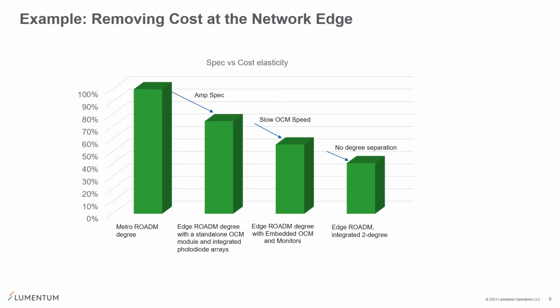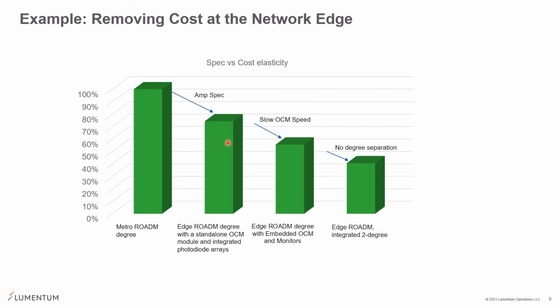in terms of the leftmost candle is the typical cost of a Metro ROADM degree, fully featured, can do 6 to 16 degrees, can do 30 dB spans with a separate preamp and booster, no standalone OCM, and everything like that. Once we did a relaxation on the amplifier spec, which basically means reducing the span loss to about 20 dB and capping the output power at 0 dBm per 50 gigahertz spectral occupancy, we can reduce the cost of a degree by about, I would say, 75% of where you started out.